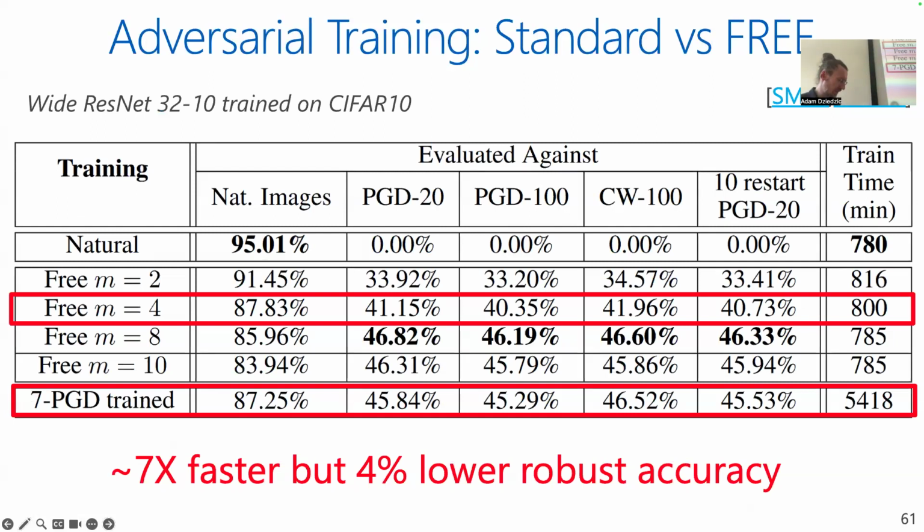Okay, so basically, I think that there is no free lunch. So you have to choose your battle. Either you train longer and you have a more robust model, or you just save on compute, like 7 times faster, and then you have a bit lower robust accuracy. So I think it's also a trade-off, right?